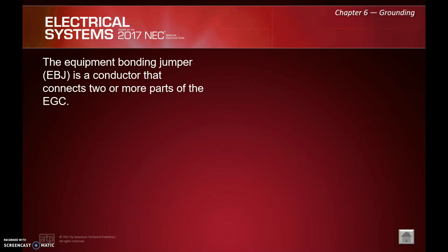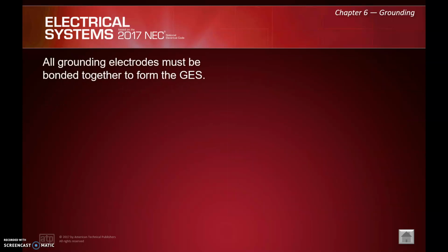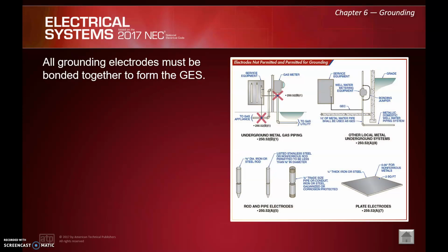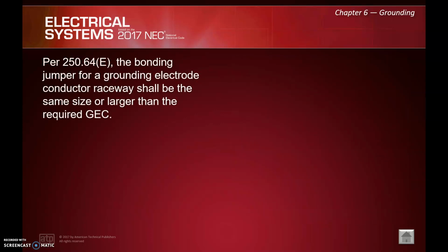The equipment bonding jumper is a conductor that connects two or more parts of the equipment grounding conductor. So that's really just a bonding jumper to go from one metal piece to another. That's kind of a general term. All grounding electrodes must be bonded together to form a grounding electrode system. So we can't have isolated parts of our grounding system. Everything must be connected throughout the entire building with very, very few exceptions.